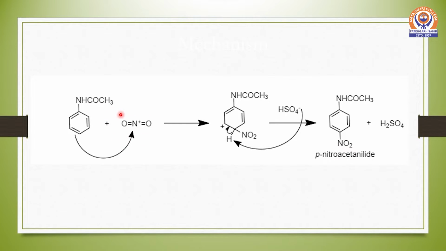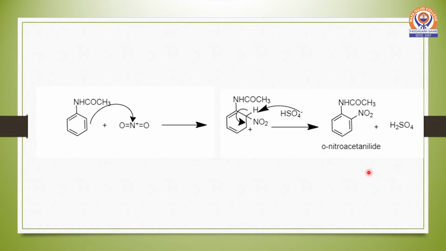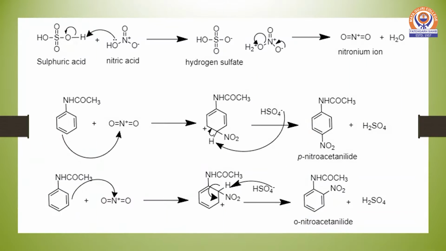The nitronium ion can approach the para position, forming the para-nitroacetanilide. It can also approach at the ortho position, in which case we obtain orthonitroacetanilide. So the overall mechanism can be shown in this single slide. Sulfuric acid is acted upon by nitric acid, forming hydrogen sulfate and protonated nitric acid, which loses a water molecule forming nitronium ion, and the nitronium ion approaches either the para position or the ortho position as shown in these equations, leading to the formation of para-nitro and orthonitroacetanilide.